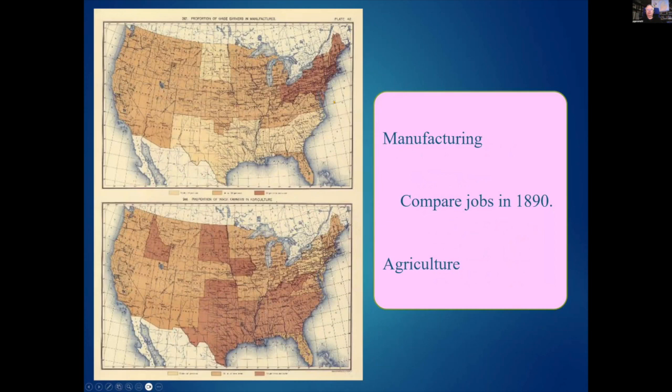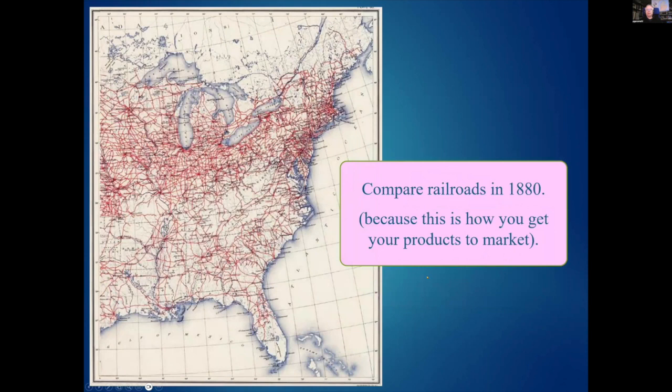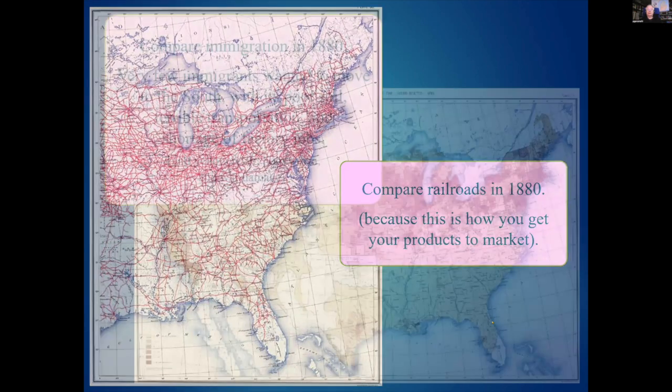A map of manufacturing shows that manufacturing was basically a northern and to some extent even becoming a western phenomenon, whereas agriculture was the dominant activity in the South all the way up to 1890 and beyond. If you compare the railroads in 1880, because this is how you get products to market, the railroad pattern was every little town had a railroad in the North. In the South, railroads were really quite few and far between.